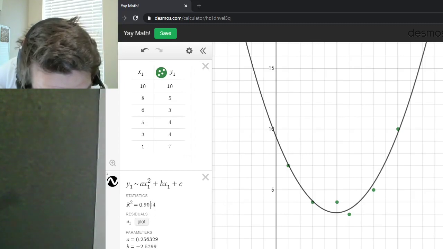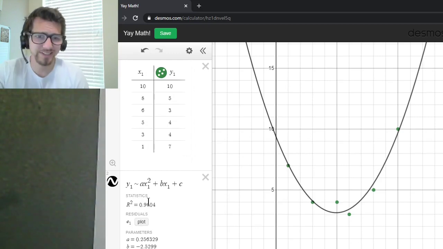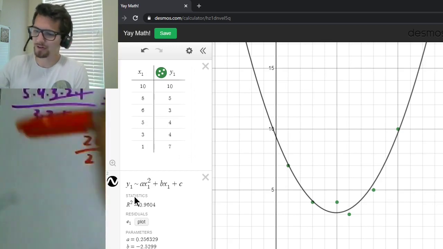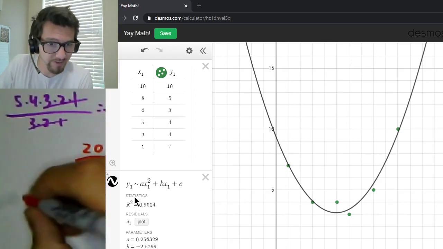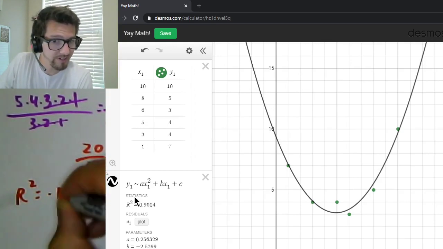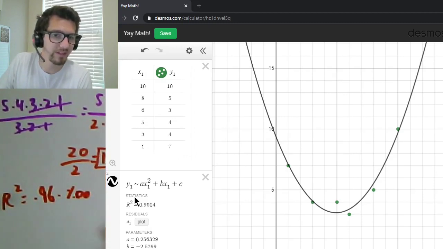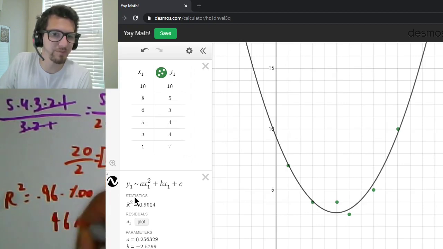0.96 right here. That's a weird 6, isn't it? It almost looks like a 0. 0.96. And if you'll remember from r squared, what you do with the r squared is you take the r squared value, r squared equals 0.96, multiply it by 100%, and you end up with 96%.